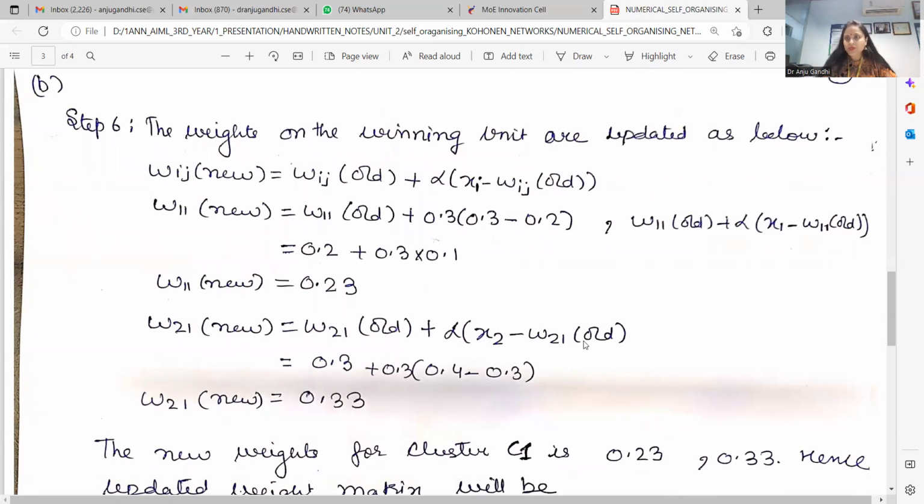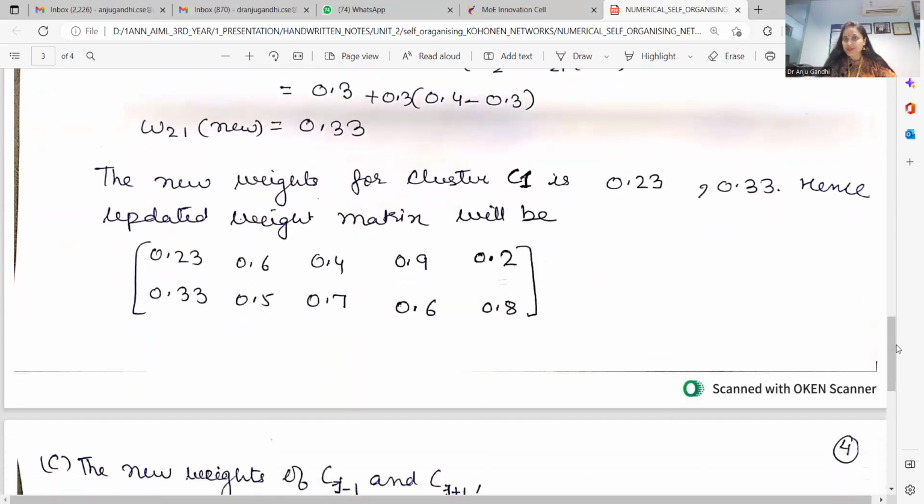So with respect to D1, or with respect to the first cluster, we have updated the weights, right? The new weights after updation are 0.23 and 0.33, and the new matrix of the weights will be like this, right? So these are the weights for cluster 1 updated here, fine.